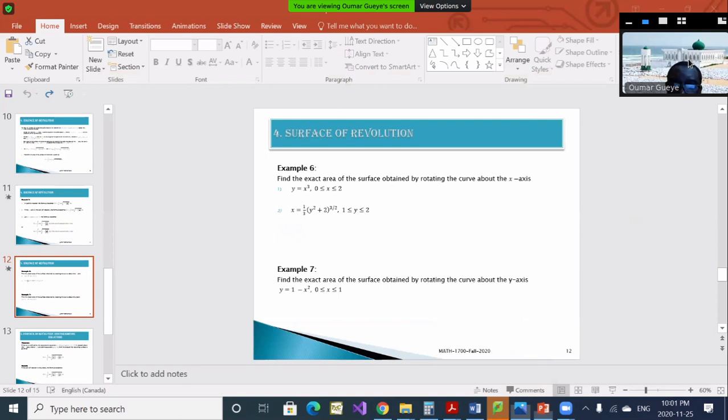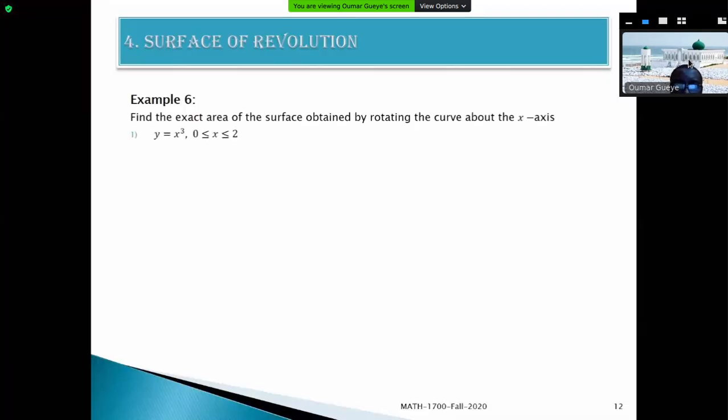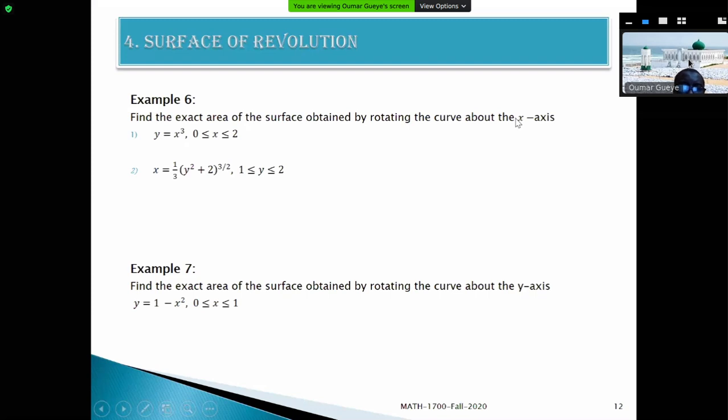So one more example. All right, so we did one example where the function is in terms of x, and another one where the function is in terms of y. And for both of them, the x-axis is the axis of rotation. So next, I'm going to take an example where the axis of rotation now is the y-axis, and my function is in terms of x.